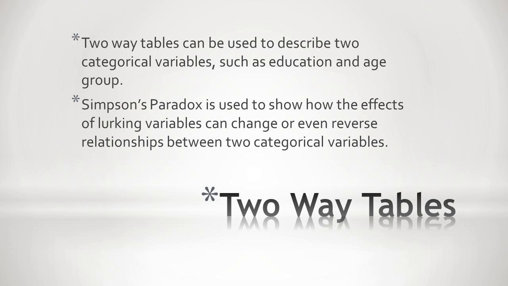Two-way tables can be used to describe two categorical variables such as education and age group. Simpson's paradox is used to show how the effects of lurking variables can change or even reverse relationships between two categorical variables.